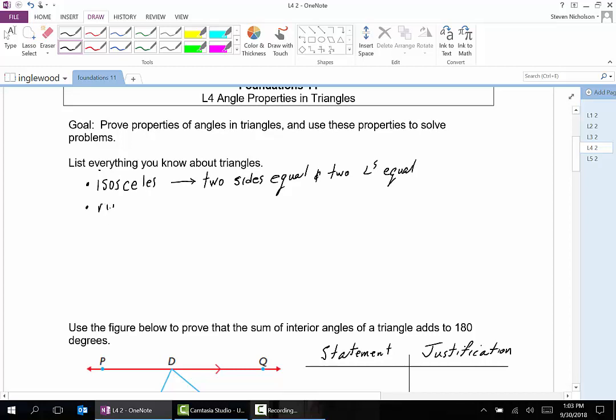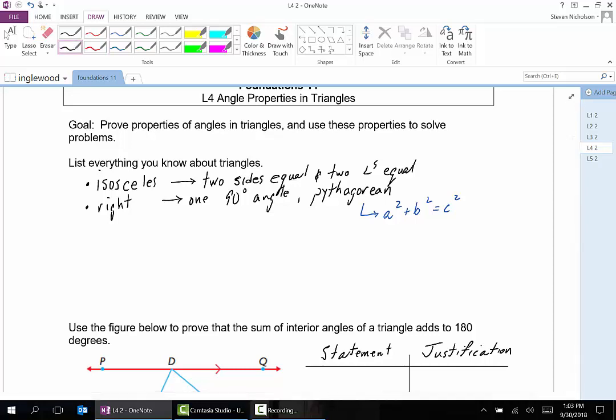We also know something about a right triangle. They have a 90-degree angle, and usually you think of the Pythagorean theorem when you think of a right triangle. The Pythagorean theorem only works for right triangles: a squared plus b squared equals c squared, and c is the hypotenuse.